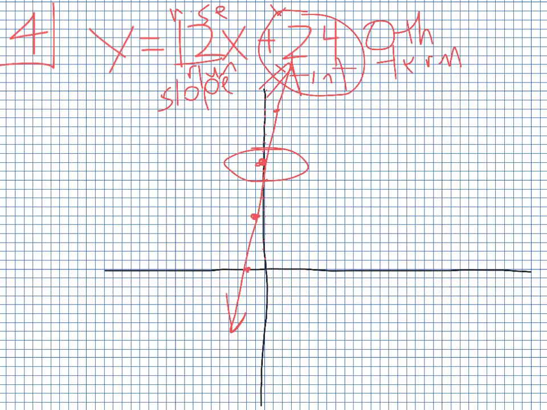And then the slope is your rate of change. So the rate of change ends up being $12 per shirt purchase.